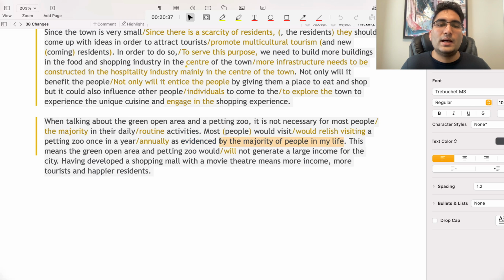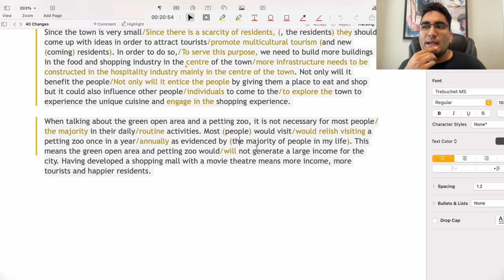Useless, okay? Because personal experiences don't matter, all right? Try to make it specific. So if you're giving a benefit here, like most people, all right, most would visit the petting zoo once a year, as evidenced by, it should be something about real life. For example, guys, there's a common thing people use.